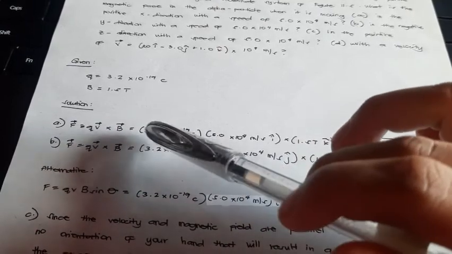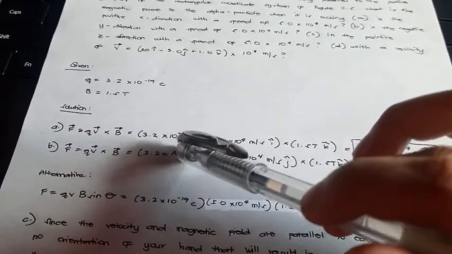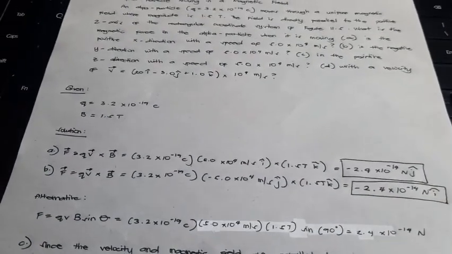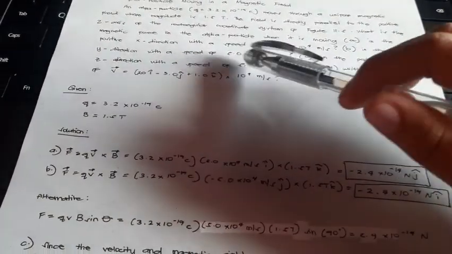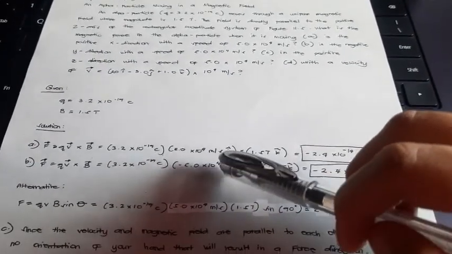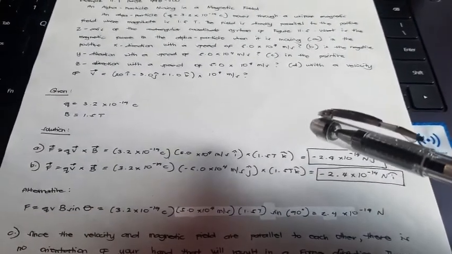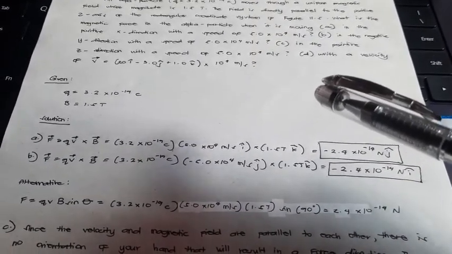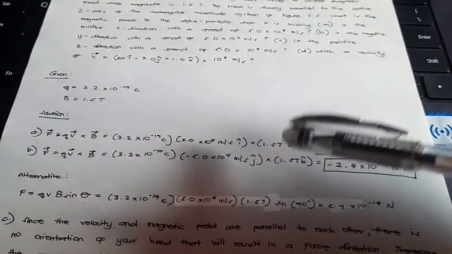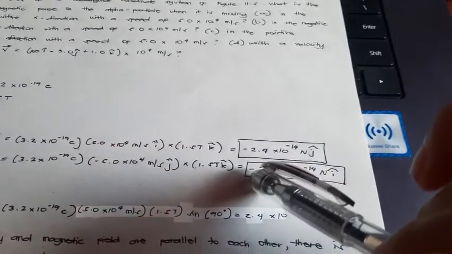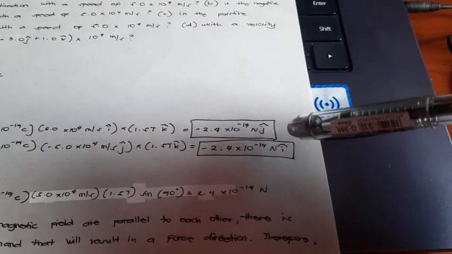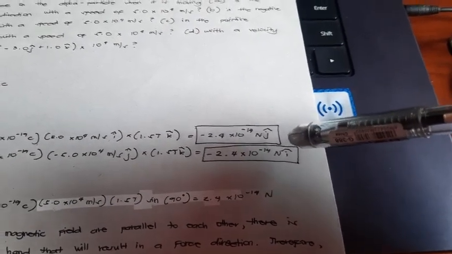The q of the alpha particle is equal to 3.2 times 10 raised to the negative 19th power C. Then the velocity, which is the speed we are looking for in A, is 5.0 times 10 raised to the 4th power meter per second. The Tesla is 1.5 T, as I said earlier. Then simplifying, we can derive this answer: negative 2.4 times 10 raised to the negative 14th power Newton j.